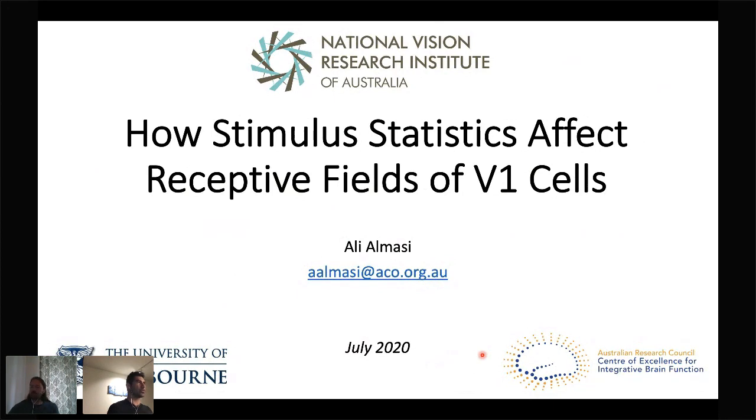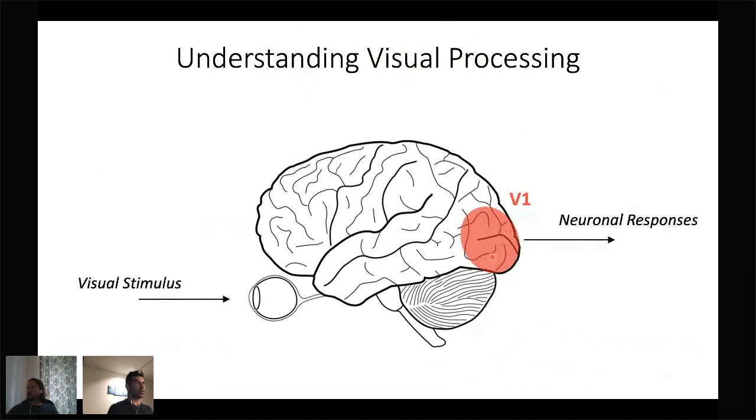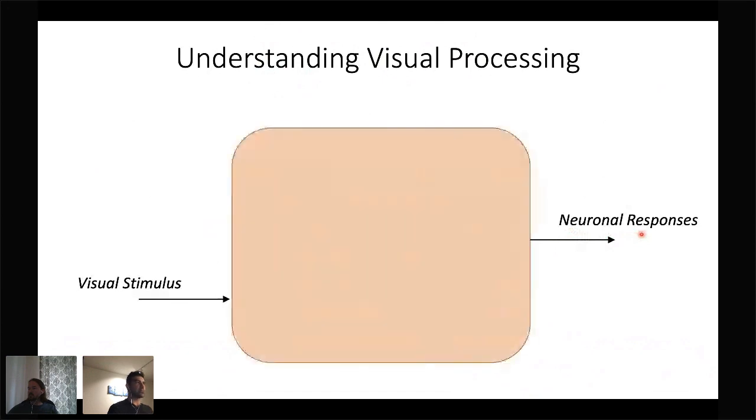So I want to talk to you about how stimulus statistics change the receptive fields of cells in primary visual cortex. A great deal of what we know about sensory coding in the visual system is based on a stimulus response characterization of neurons. For example, to study the kind of processing that happens in the primary visual cortex, we often present a bunch of visual stimuli to an animal, and we record the neural responses to those visual stimuli, and we treat the whole system as a black box, and we use some system identification techniques to see how the output of the system, which is the neural responses, depends on the input to the system, which is the visual stimulus.